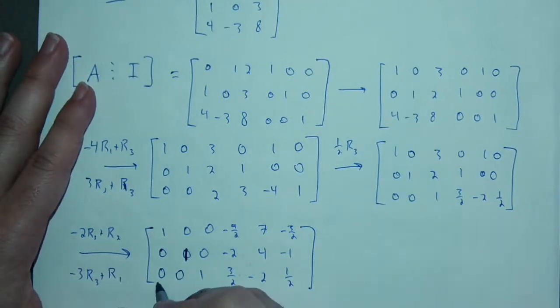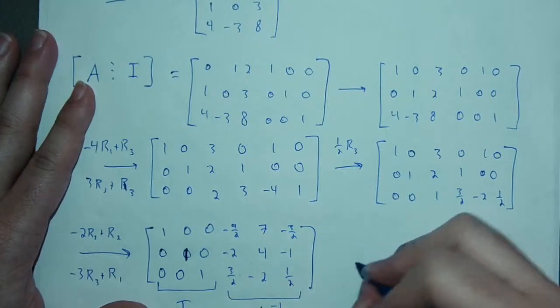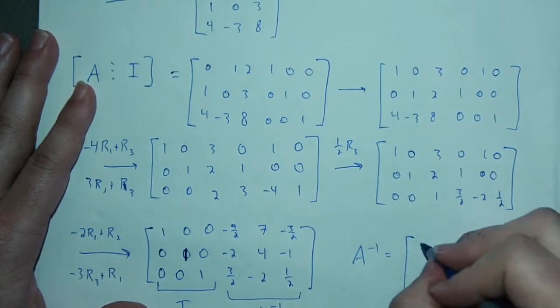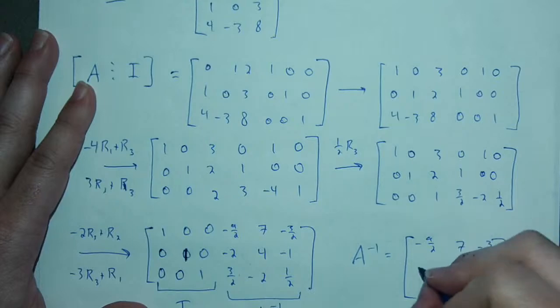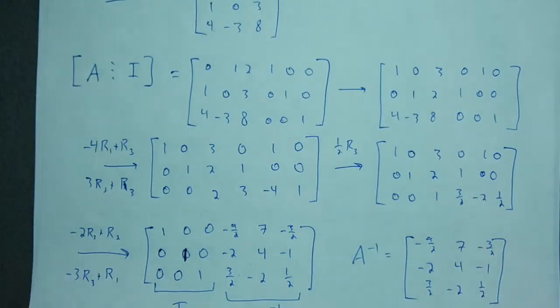All right, so then what is this? This is the identity matrix. So what should this be? This should be A inverse. So A inverse is minus 9 halves, 7, minus 3 halves, minus 2, 4, minus 1, 3 halves, minus 2, 1 half.